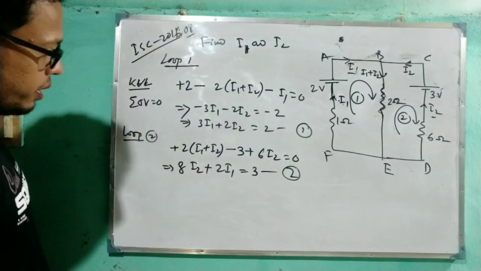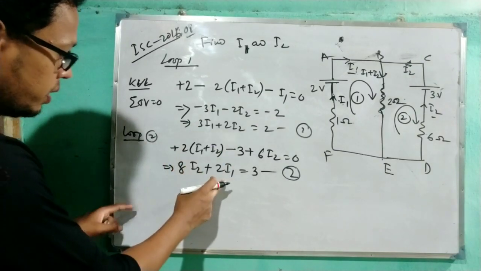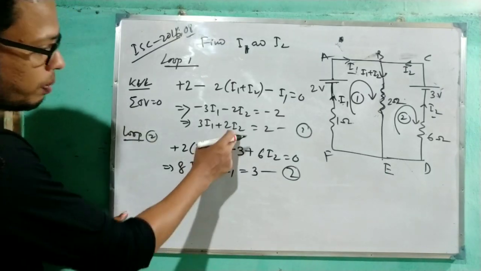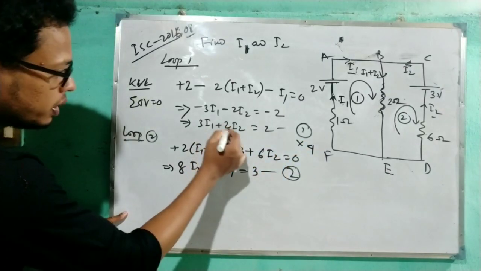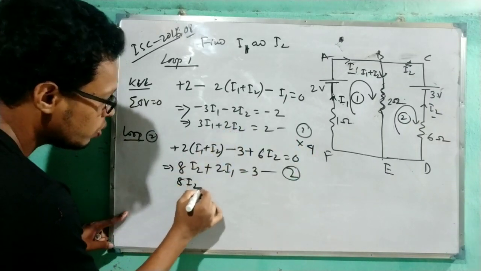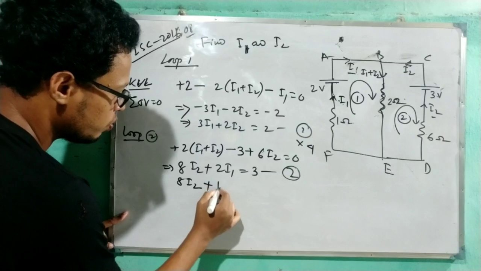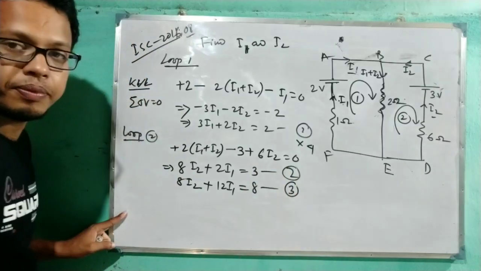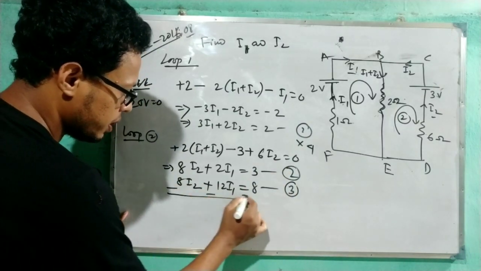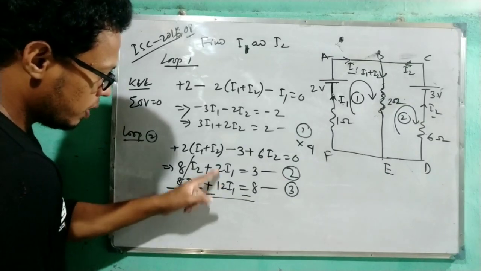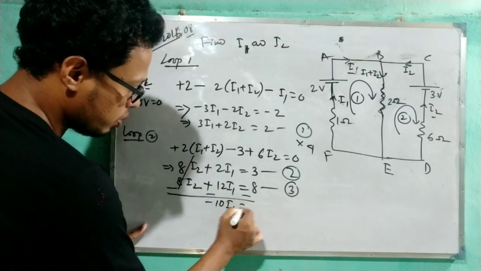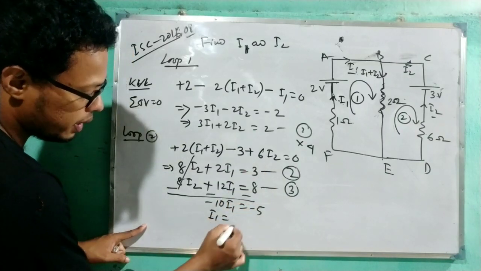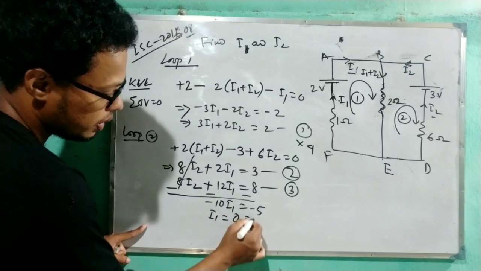Now, solve it. Here 3I1 and 2I1 are there. So first do one thing: it is 8I2, so multiply by 4. Then it will come 4 into 2, 8I2 plus 4 into 3, 12I1, equals 4 into 2, 8, which is equation number 3. Now, minus, minus, it will cancel. So minus 12 plus 2, minus 10I1 equals minus 8 plus 3, minus 5. So I1 will be 5 by 10, which is 0.5 ampere.